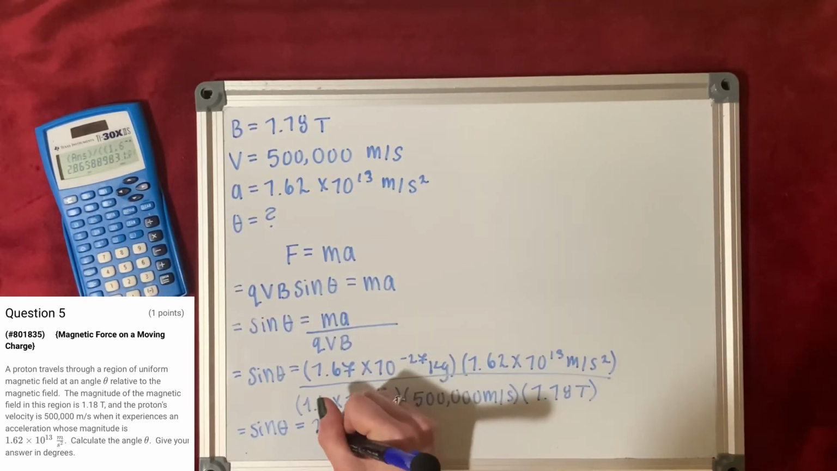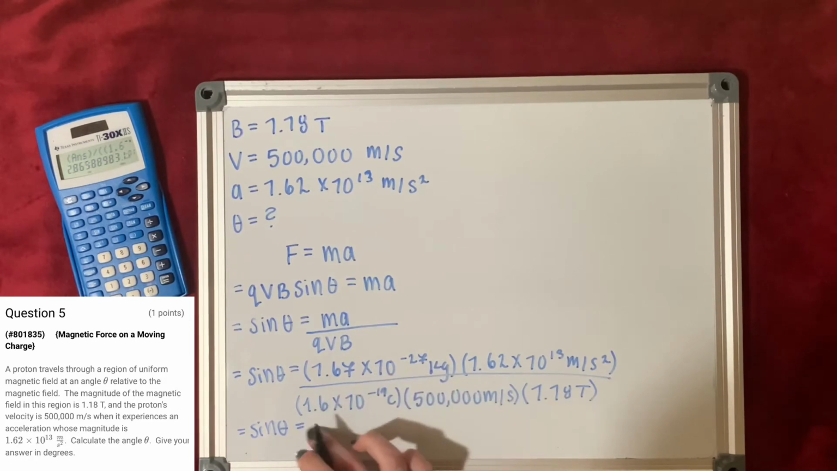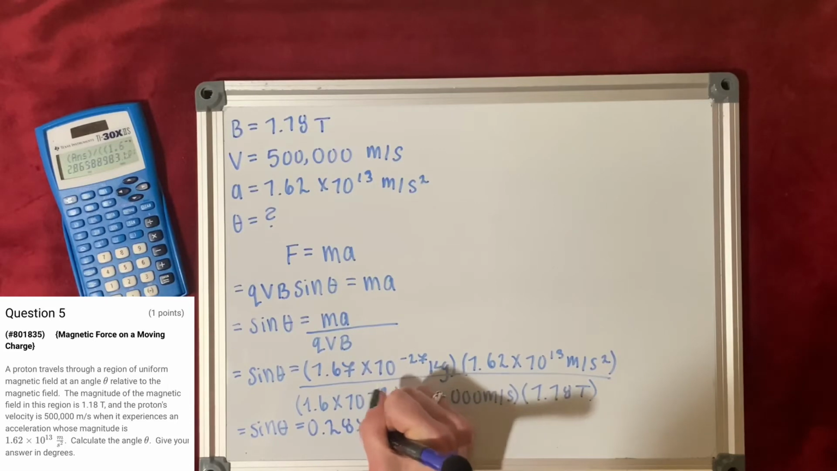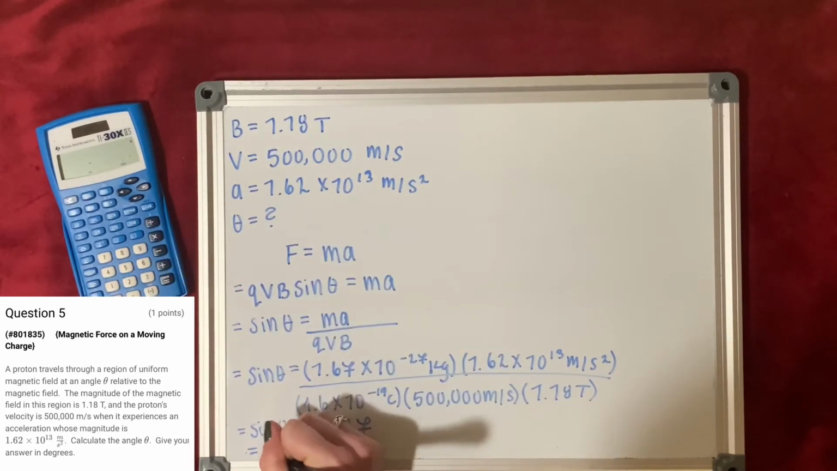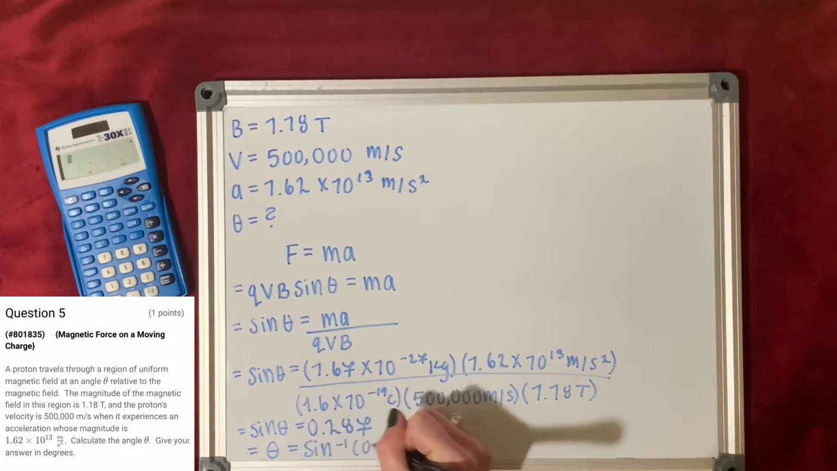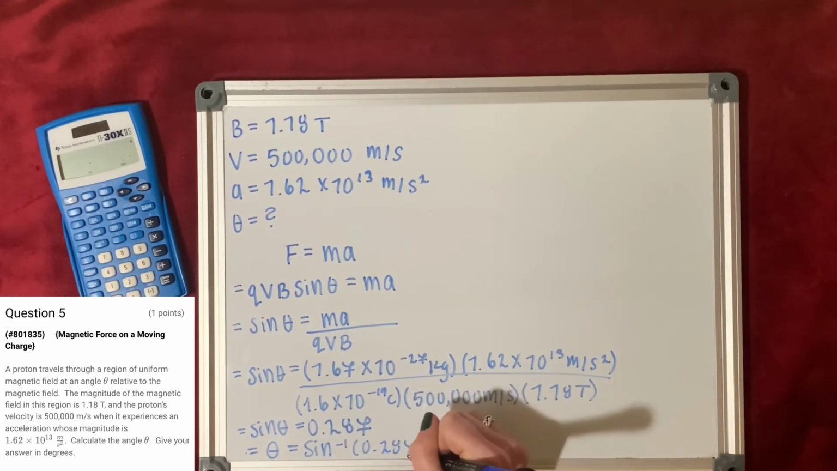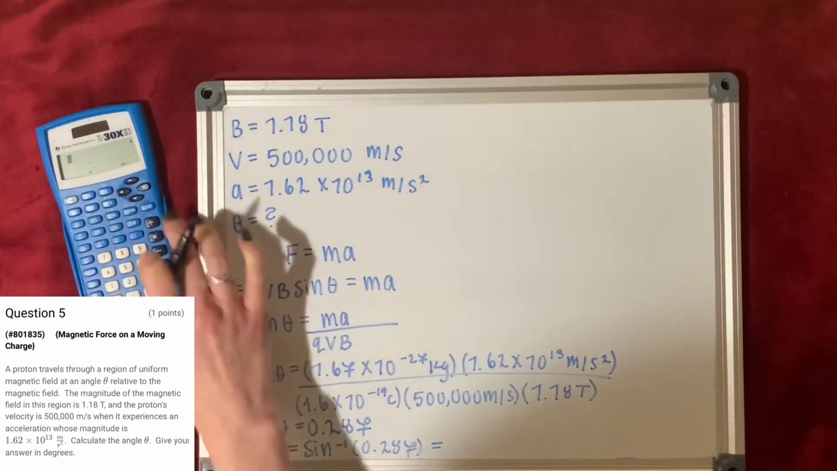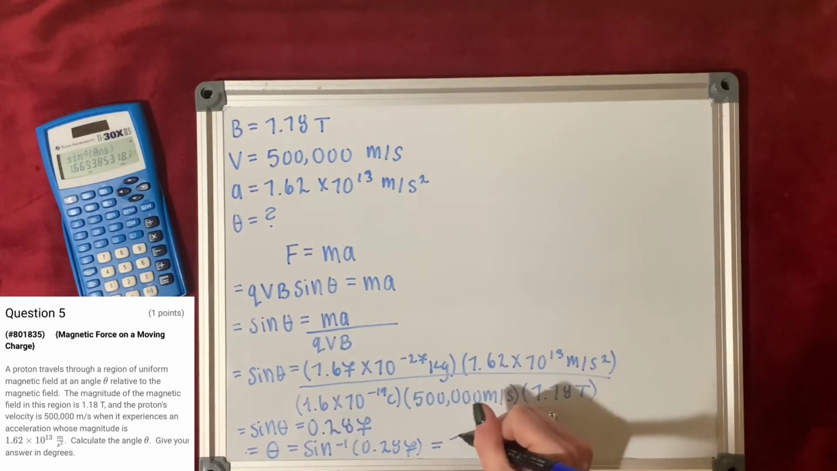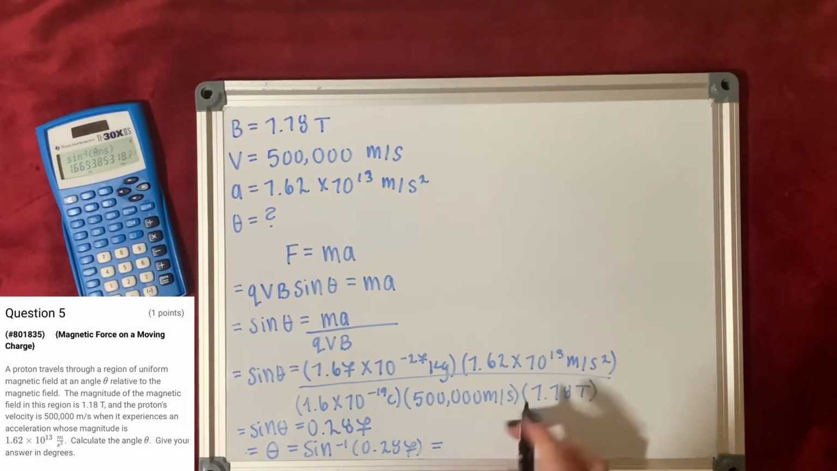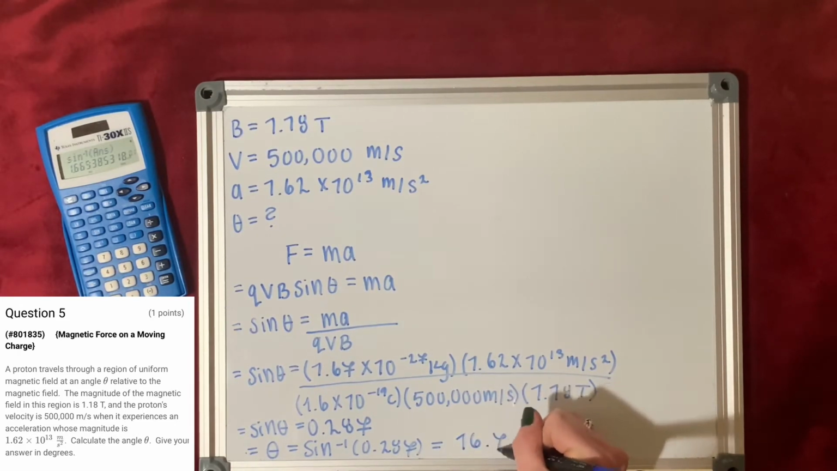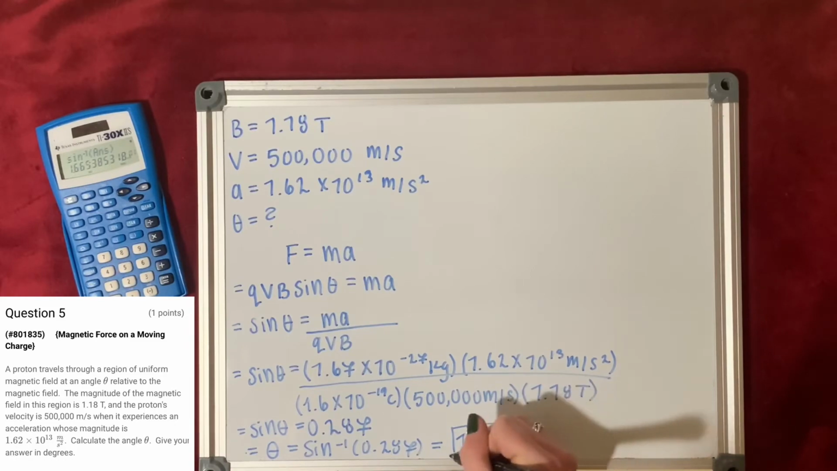We get, I'm just going to write, 0.287. Now we're going to take the inverse of sine in order to find the angle theta. Okay, 16.7 degrees as our answer.